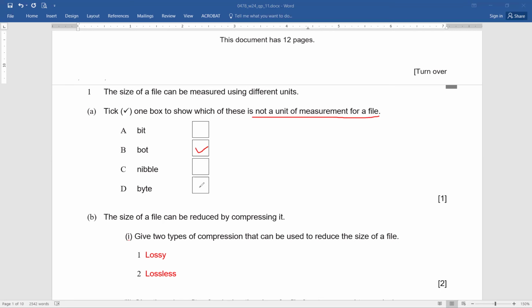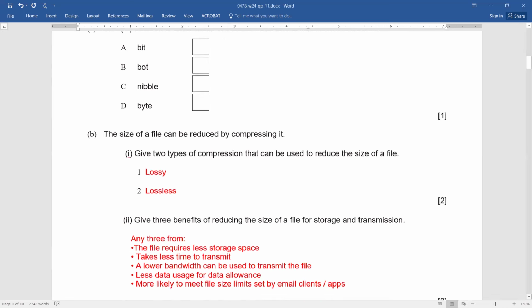Okay, now part B. The size of a file can be reduced by compressing it. Give two types of compression that can be used to reduce the size of a file. So I hope that we all know lossy and lossless. In this manner, you answer and you will be able to score 2 out of 2 very easily, isn't it? Okay, now next question.